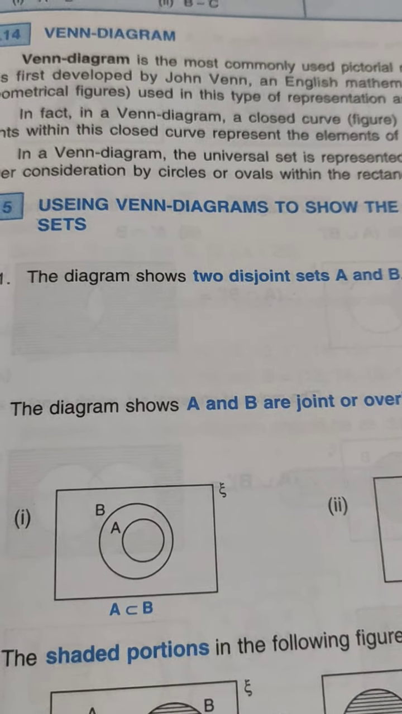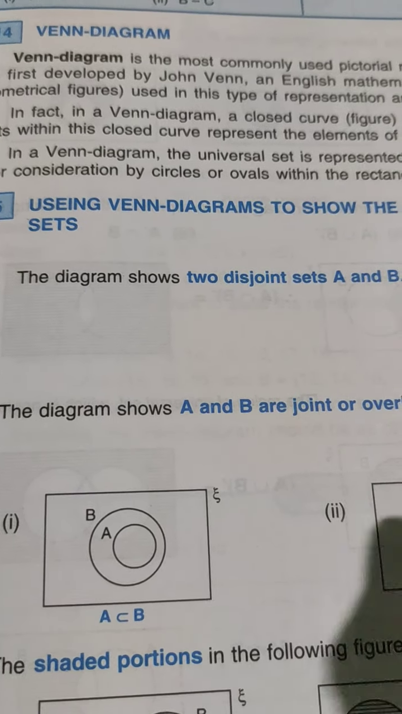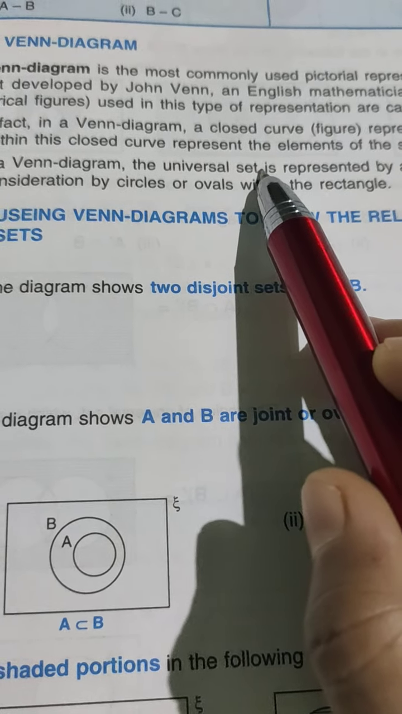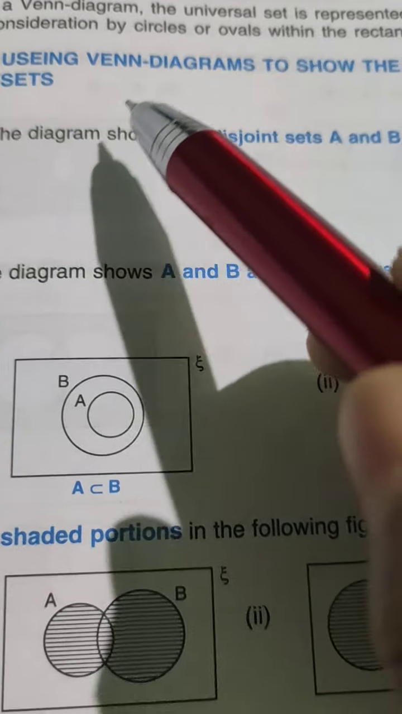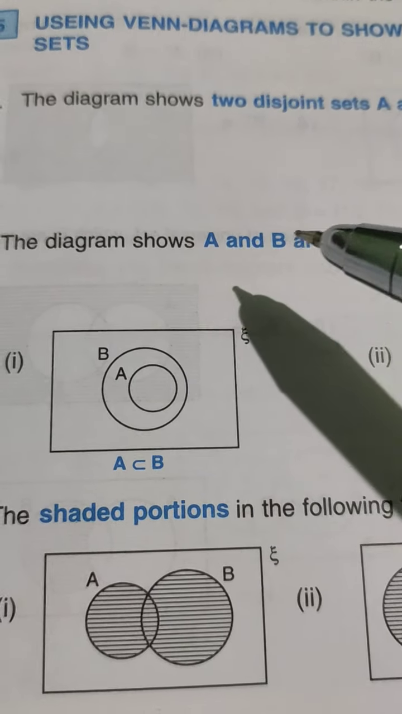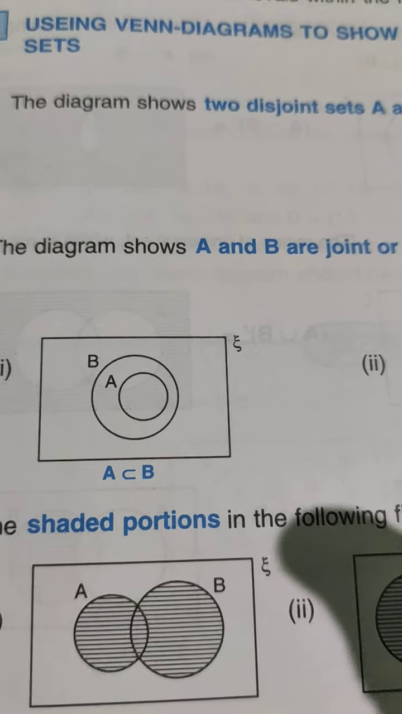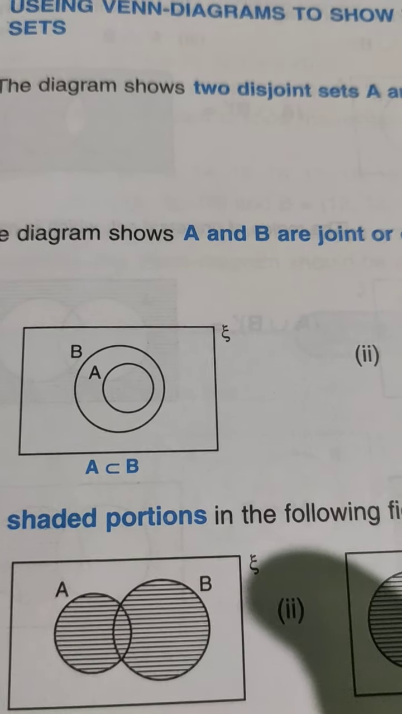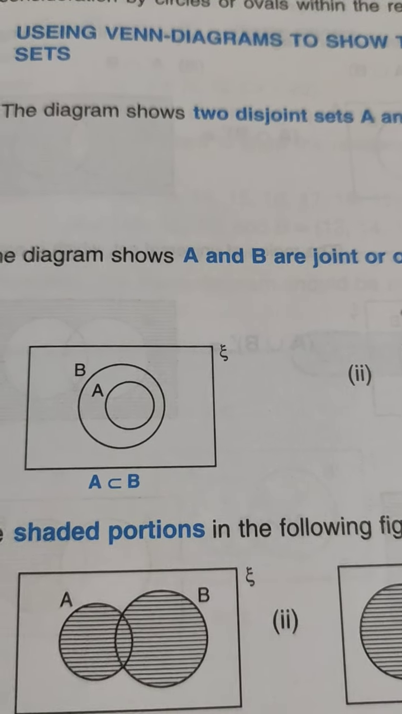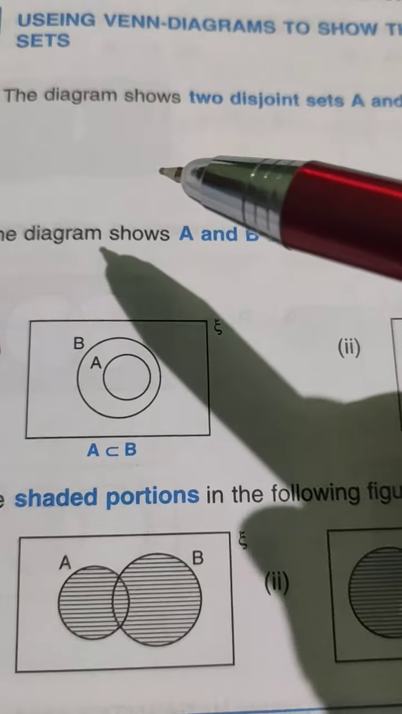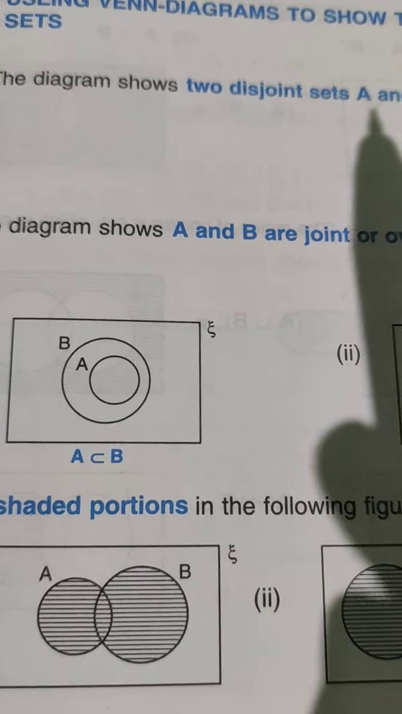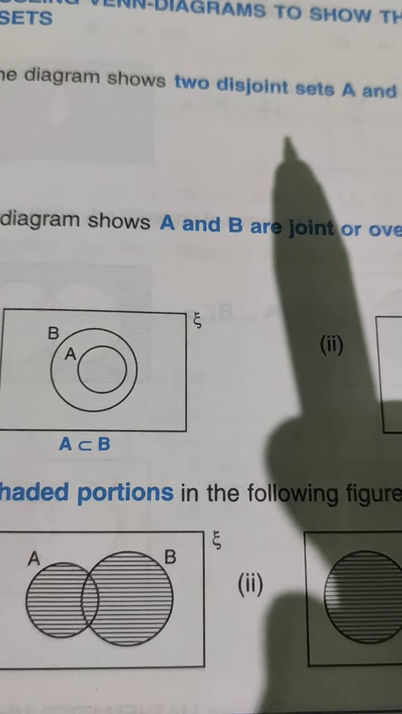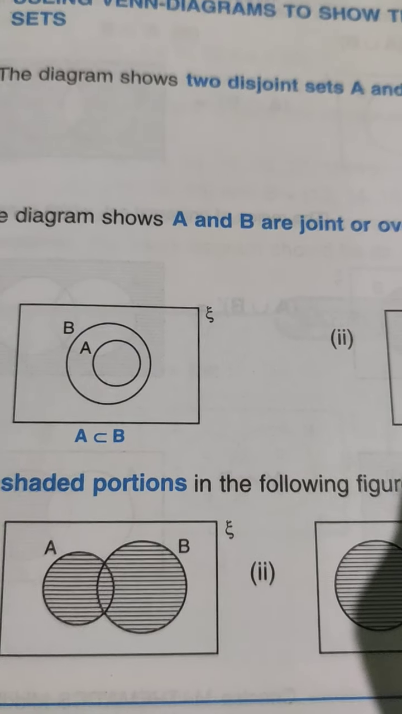Now children, we are going to understand Venn diagrams. Okay, what is a Venn diagram? First of all, understand that a Venn diagram is the most commonly used pictorial representation of sets. Pictorial representation means we will understand with the help of a diagram. This idea was first developed by John Venn, so after his name, the name Venn diagram was given.